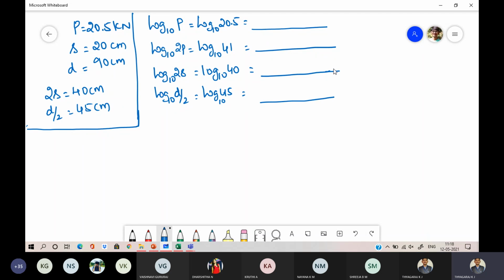1.31, sir. So log of 20.5 is 1.31. Log of 41 is 1.61. Log of 40 is 1.60. Log of 45 is 1.65. Now you can see here.